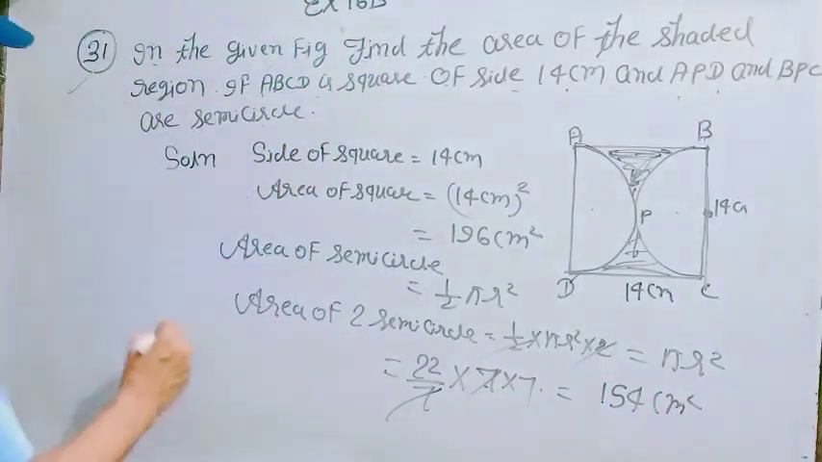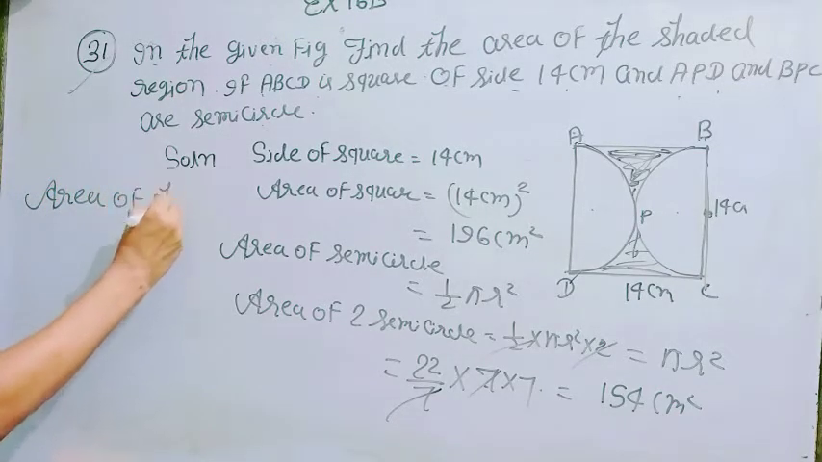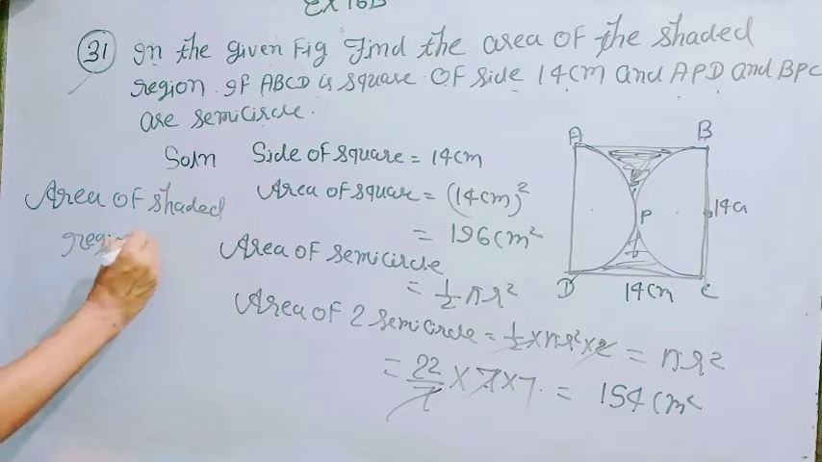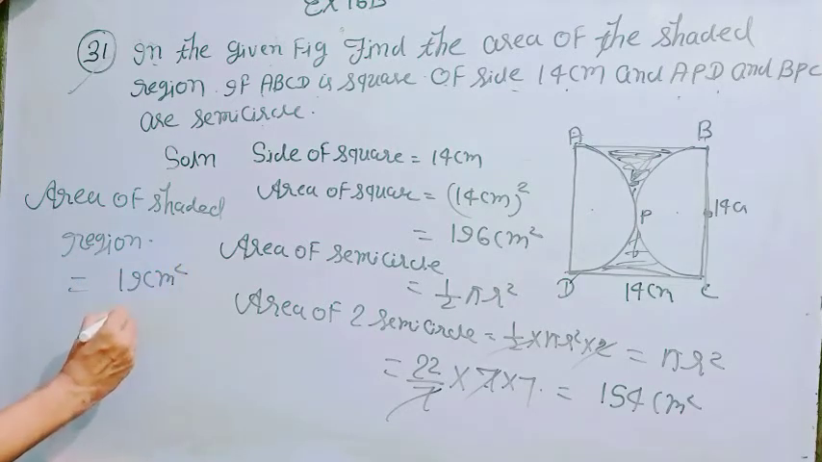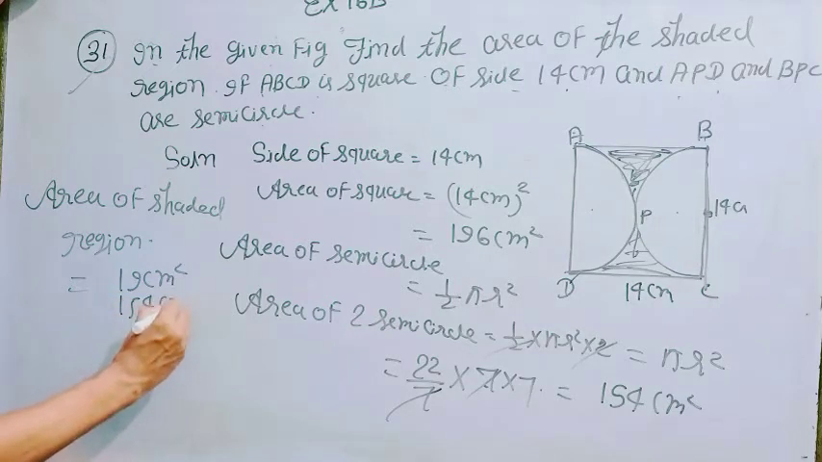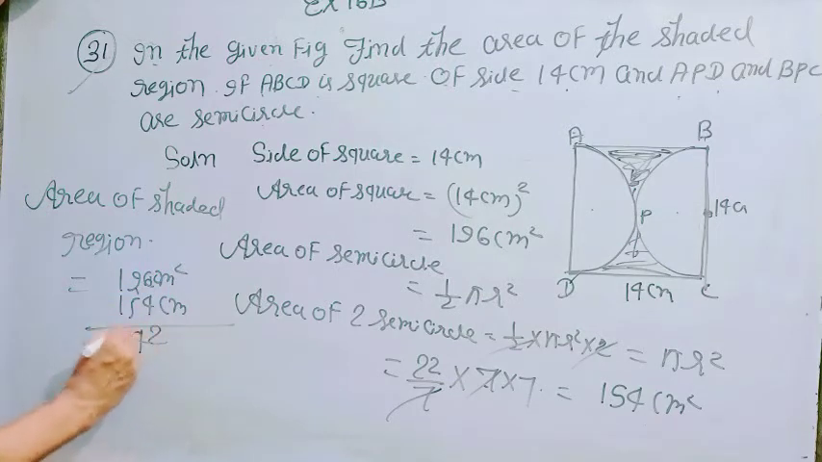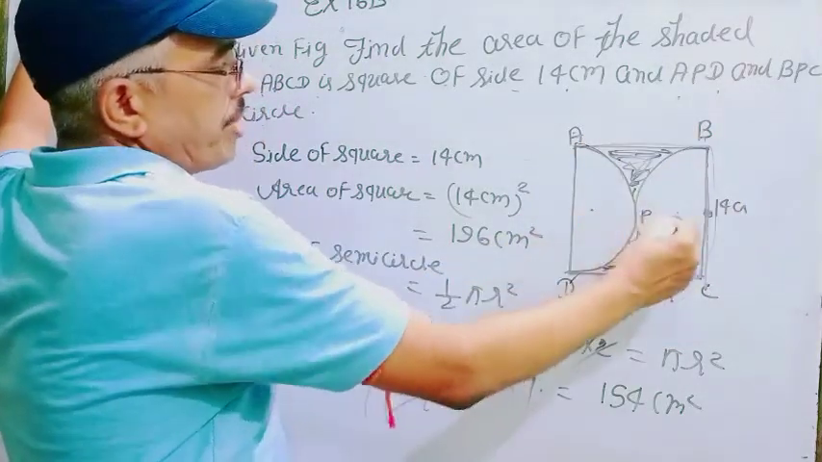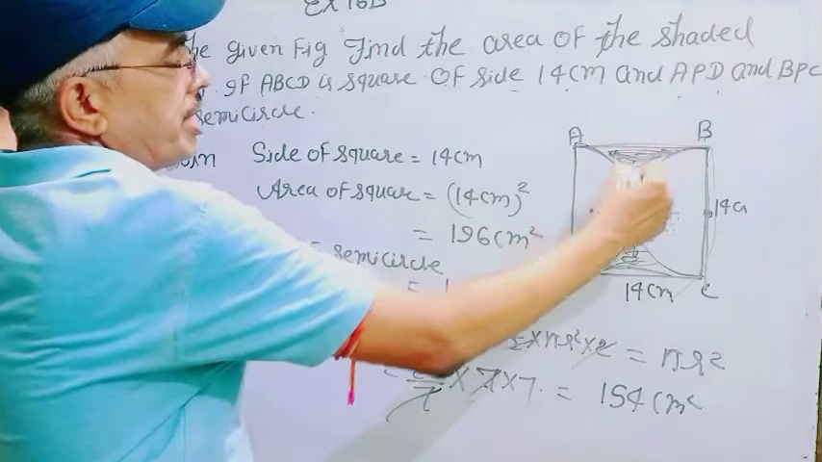So what is the area of the shaded region? We write: area of shaded region is equal to 196 cm square minus 154 cm square, that is 42 cm square. It is the answer. So dear student, first you find the area of the square and then subtract the area of two semicircles, then you get the area of the remaining portion, that is the area of the shaded region.